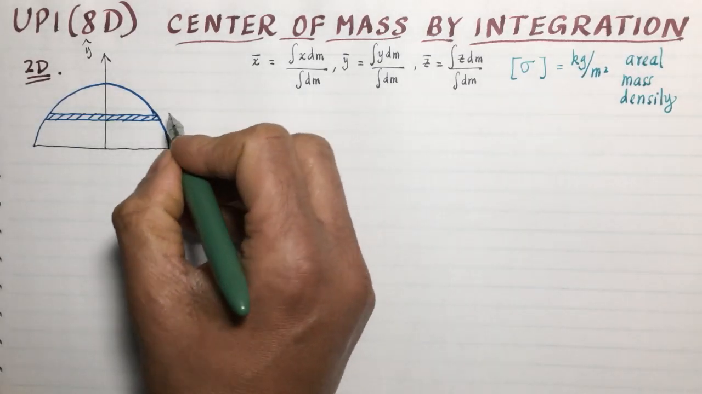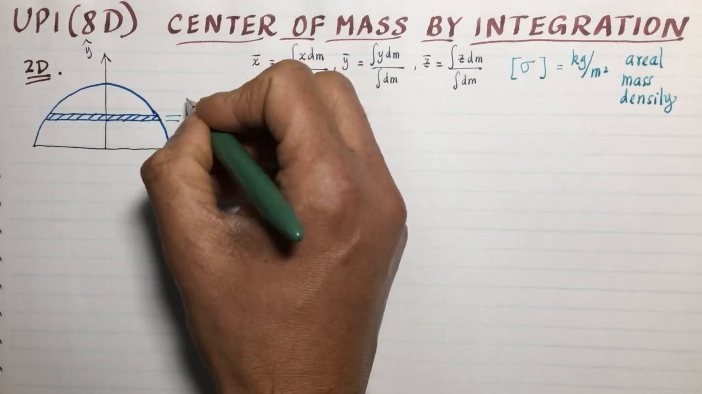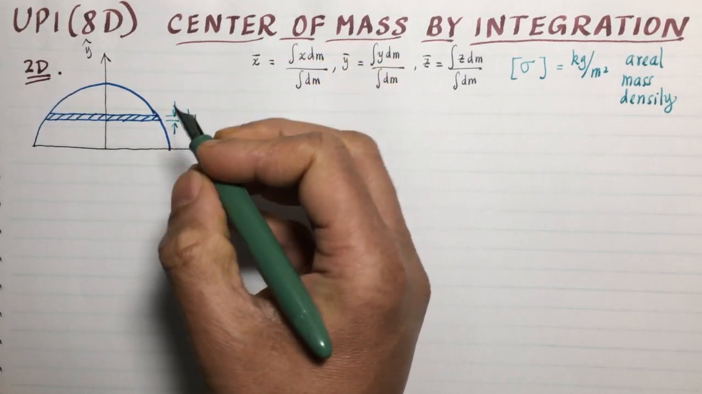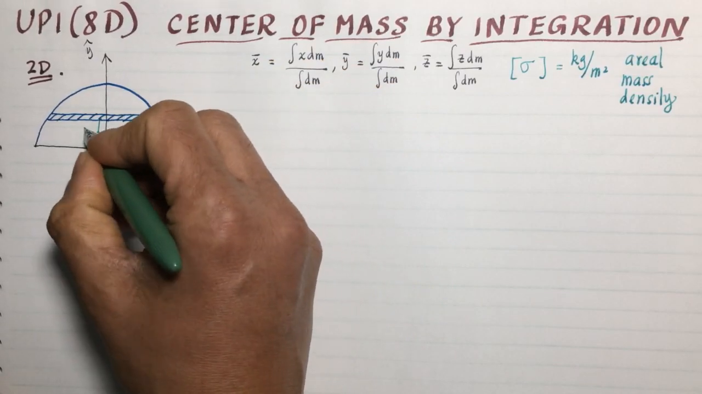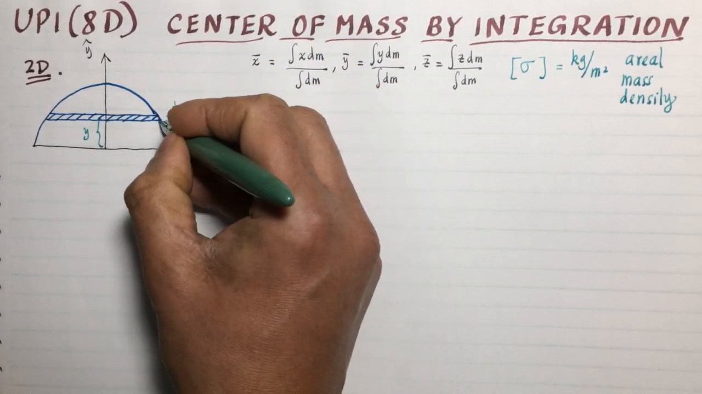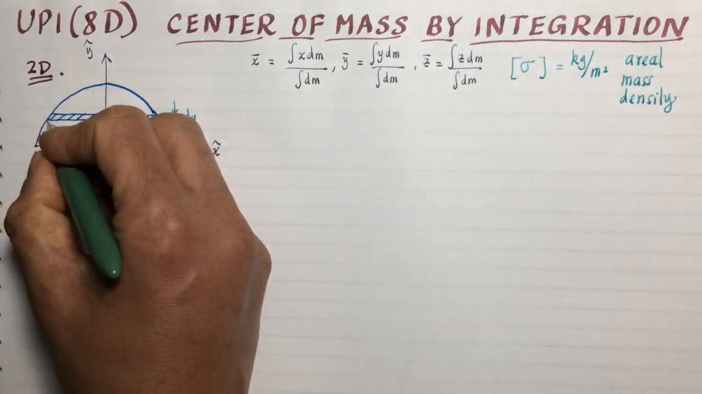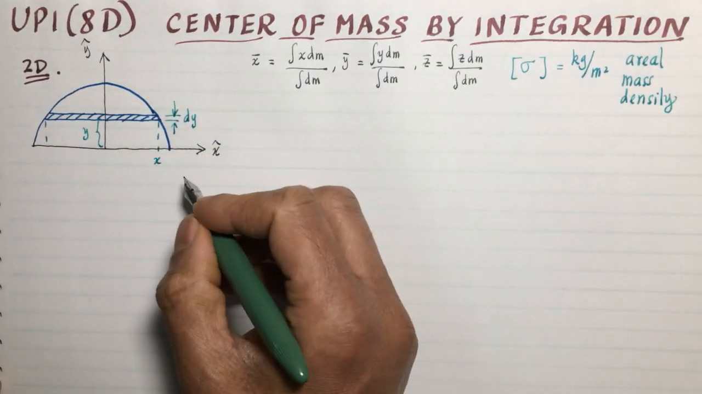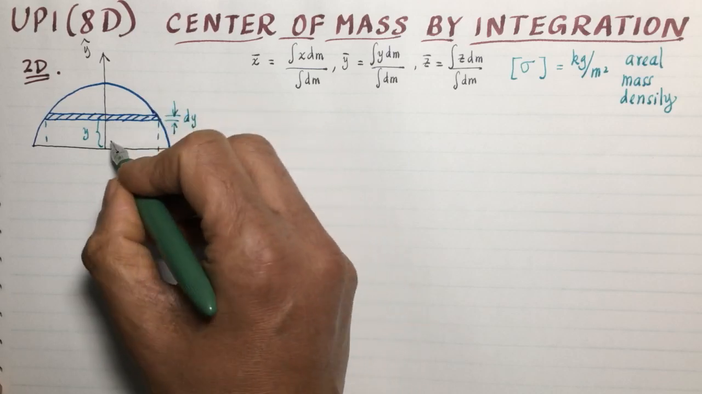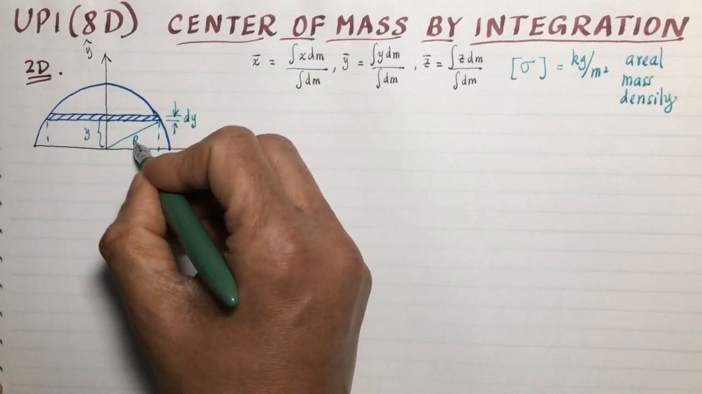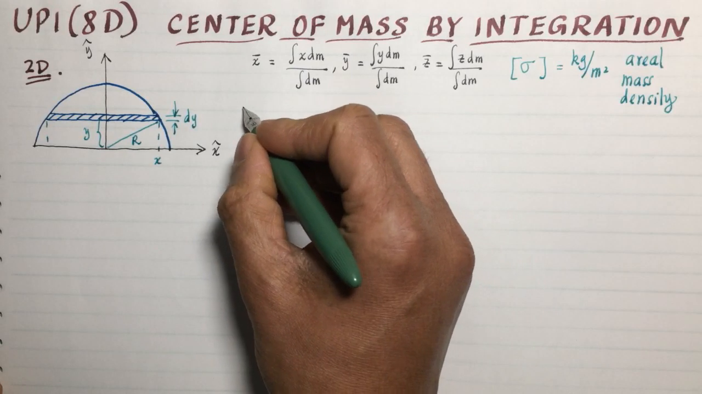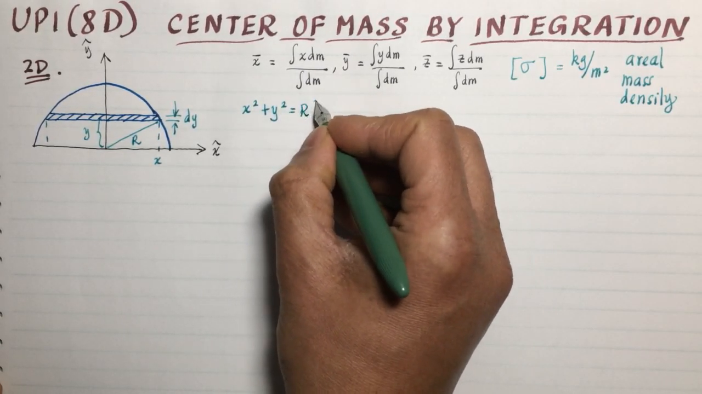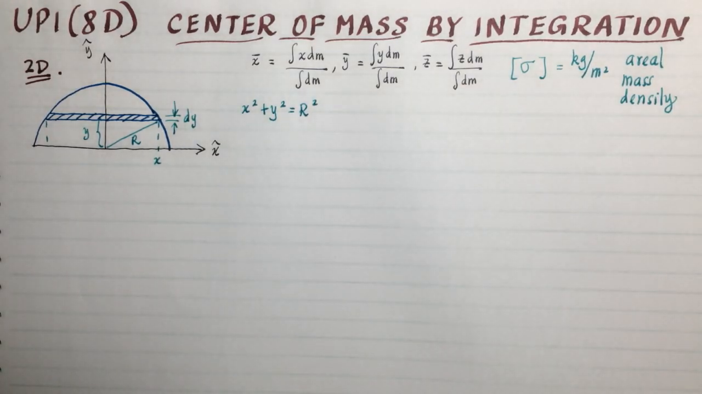As an example, let's figure out what the mass of the strip is. The strip has thickness dy, and it's located at a location y, and the length of the strip is going to be x on this side and x on that side, so it's going to be 2x. By the way, the equation of the circle involves the radius of the circle, so let's write down the equation of the circle here for future reference. x squared plus y squared equals r squared is the equation of the circle.